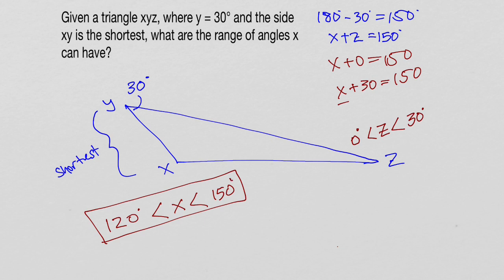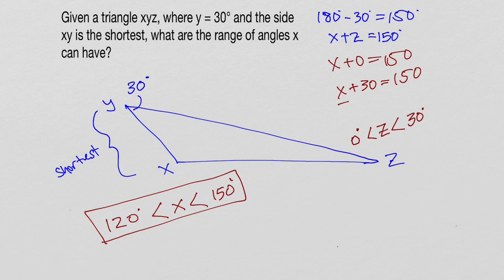Again, strictly speaking, pretty sure this is right. This X is going to always be bigger than 120 but less than 150, and the shape is going to get all funky and change because that 30 degrees for Y is fixed, but I believe this works well.